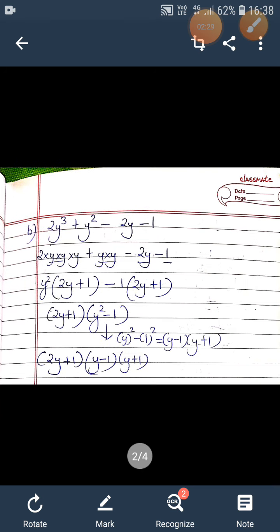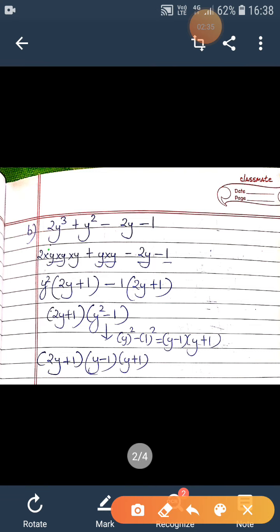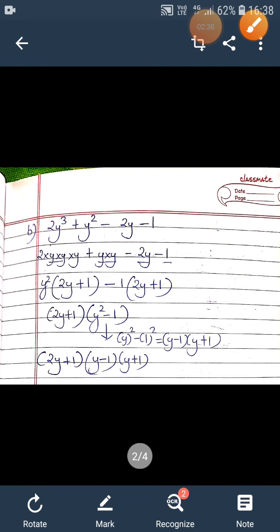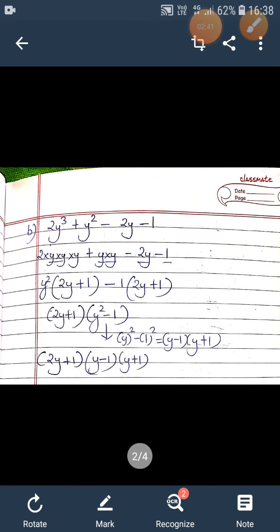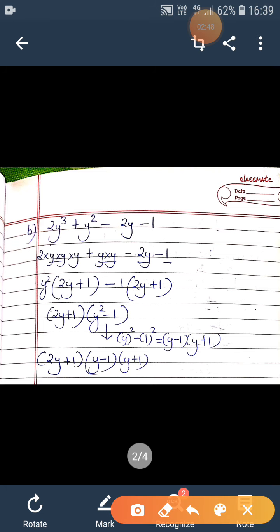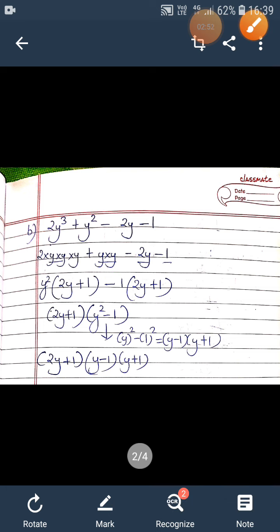Now similarly, for the second problem we have 2y cube plus y square minus 2y minus 1. Let us see if we can group it together. 2y cube can be written as 2 into y into y into y, plus y square can be written as y into y, then minus 2y minus 1. They cannot be further factorized as such.